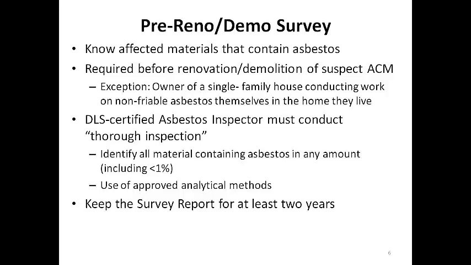The requirement for a pre-reno demo survey applies to any project with the potential to disturb suspect asbestos-containing material. Before disturbing the material, a DLS-certified asbestos inspector must conduct a thorough inspection, that is, to identify the presence, location, and quantity of any asbestos-containing material or suspect ACM that contains asbestos in any amount. What passes as a thorough inspection could be one thing for a manufactured material where product content is fairly consistent, for example, vinyl asbestos tile, asphalt roofing material, cement shingles and siding, etc.